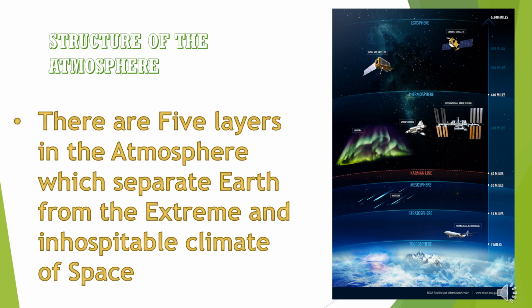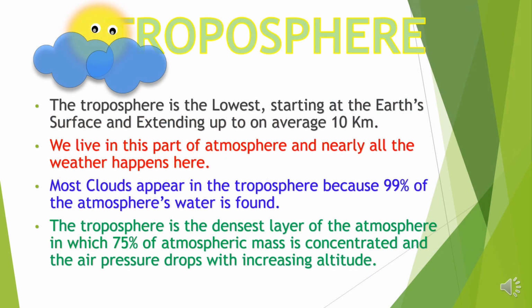Structure of the atmosphere. There are 5 layers in the atmosphere which separate Earth from the extreme and inhospitable climate of space. Troposphere. The troposphere is the lowest layer, starting at the Earth's surface and extending up to on average 10 km. We live in this part of the atmosphere and nearly all the weather happens here.